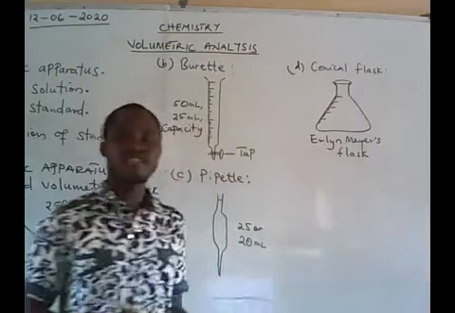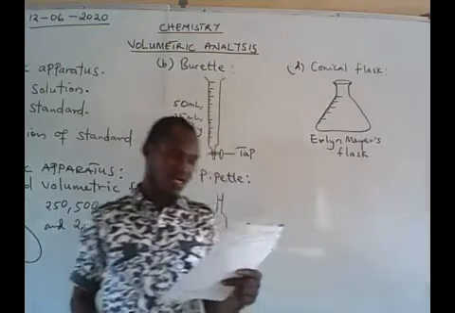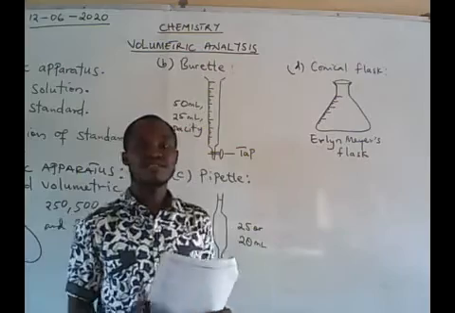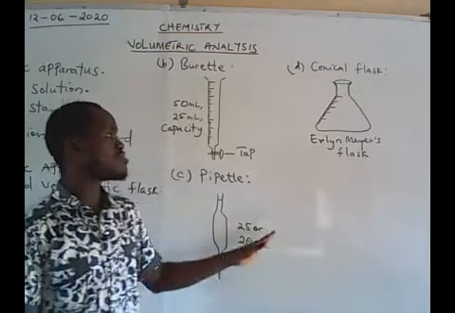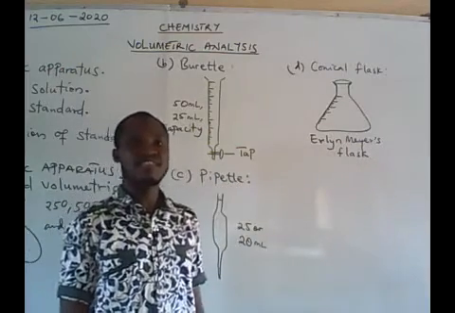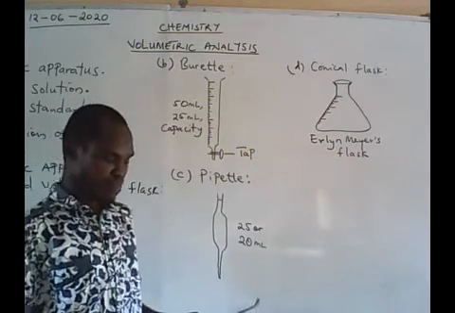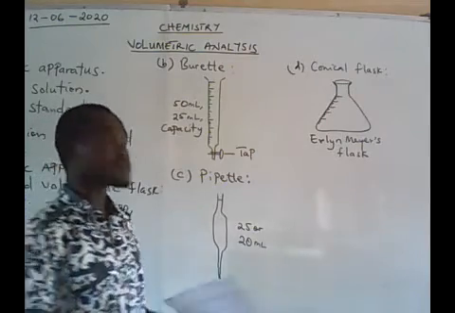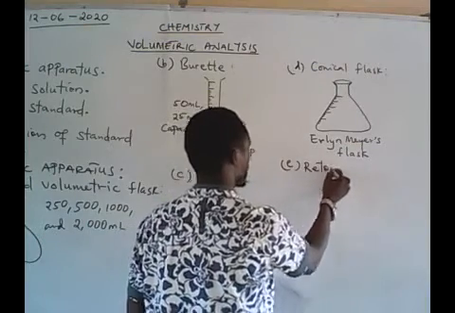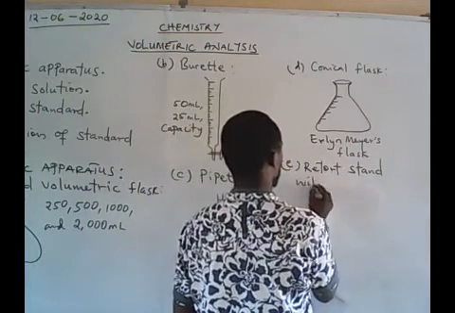So the Erlenmeyer's flask is used for holding solution of the alkali. Are we there? And we also know that the reaction between the acid and the base takes place right inside the conical flask, which serves as the system for the very particular reaction. Then we also have retort stand with clamp, which is E. Retort stand with clamp.